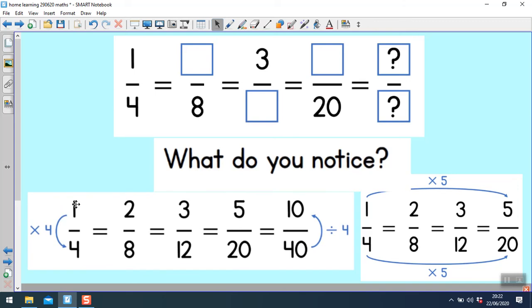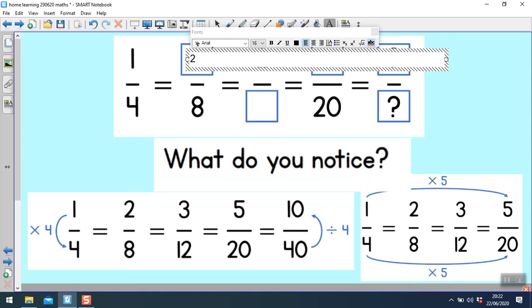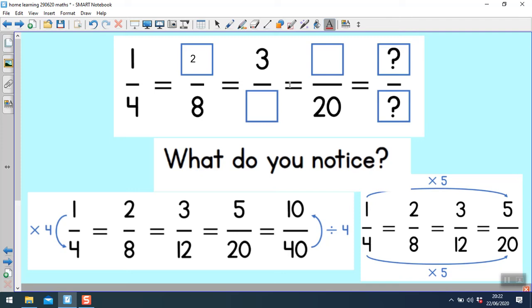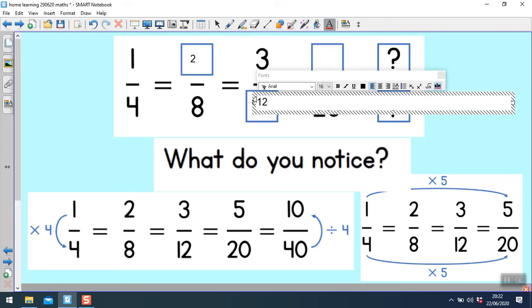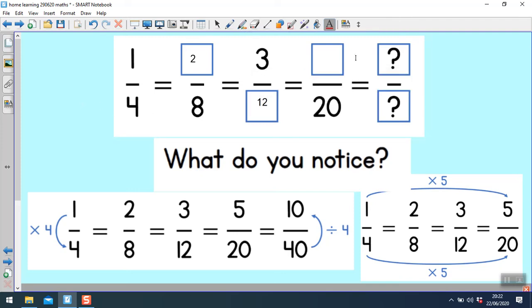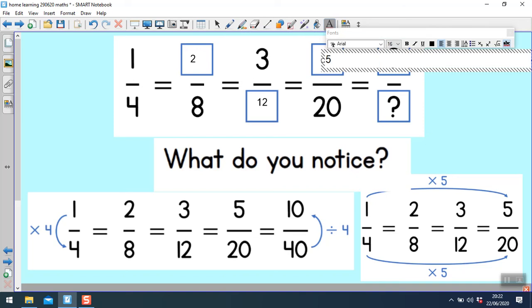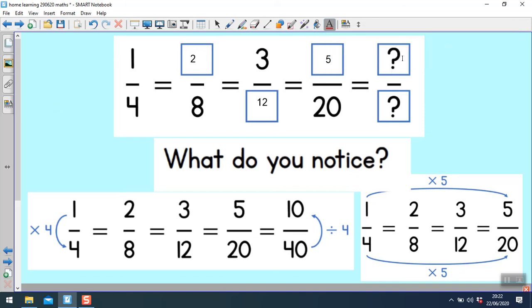Okay, so 1 multiplied by 4 gives you 4. So the denominator divided by 4 gives you 2. 3 multiplied by 4 is 12. 20 divided by 4 equals 5. And then here is anything that's equivalent to 1/4. So let's have 7 this time and 28 at the bottom, but you can have lots of other ones.